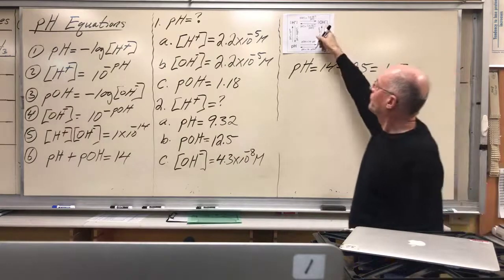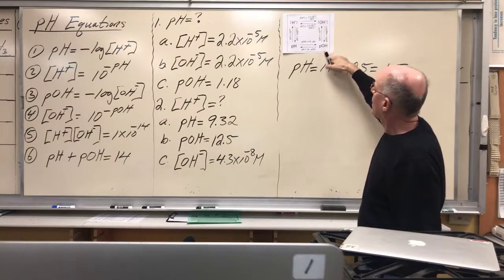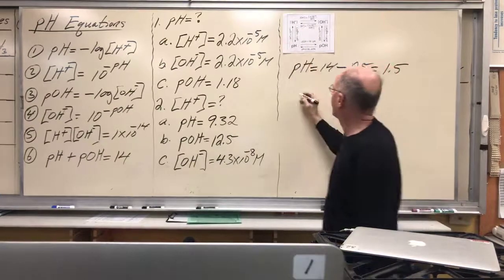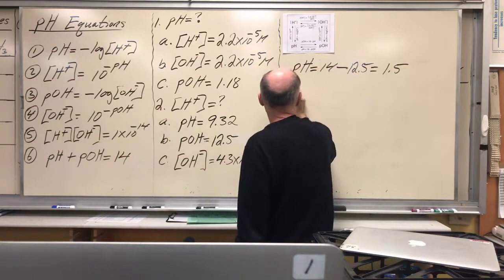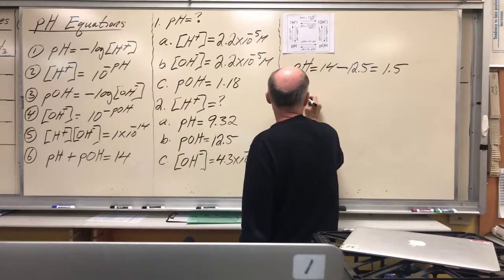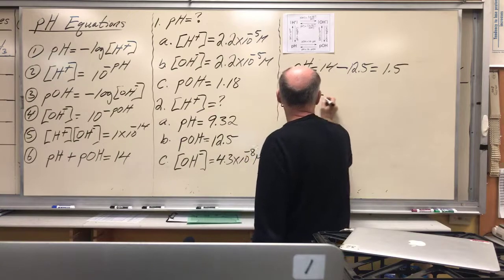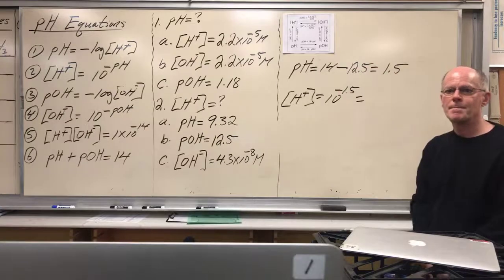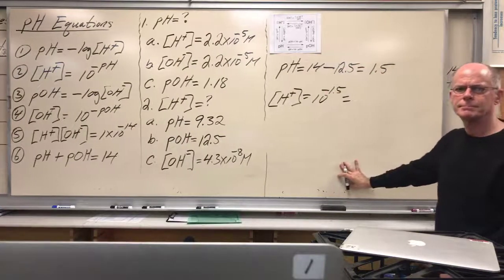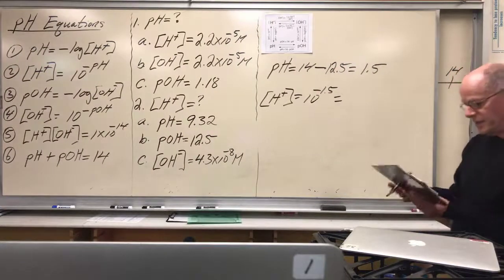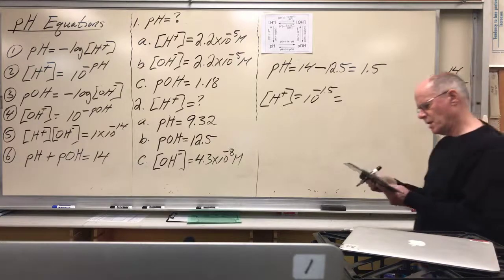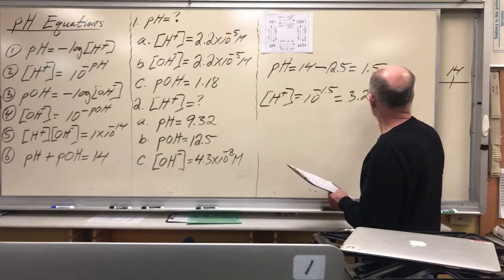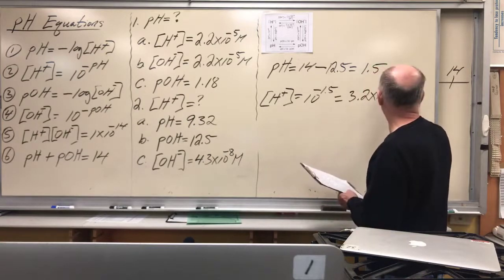So we're now here, and then we want to go here. So that, just like the problem we just did, you need to take the antilog of negative pH. And that gives us 3.2 times 10 to the negative 2.